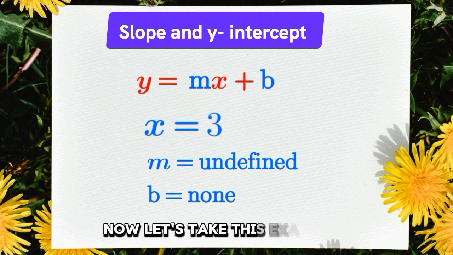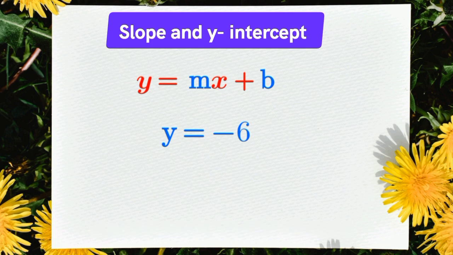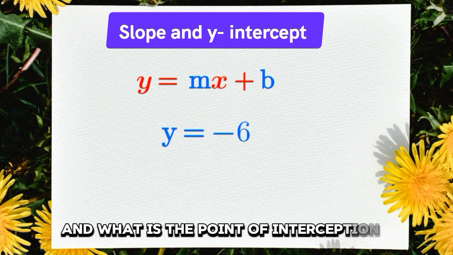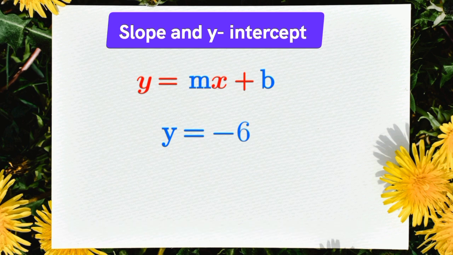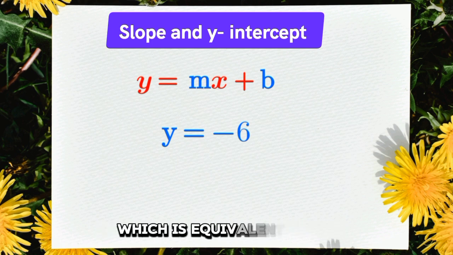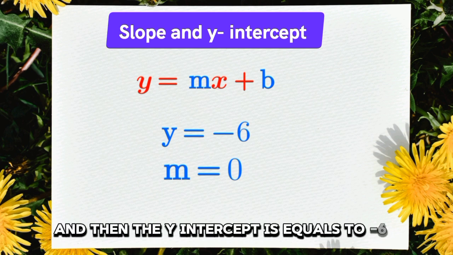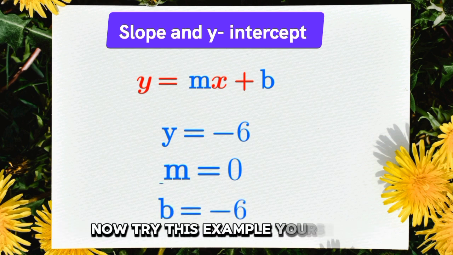Now let's take this example, which is y equals negative 6. So what is the slope here and what is the y-intercept? The slope here is equal to 0, which is the coefficient of x, and the y-intercept here is equal to negative 6. Now try this example by yourself.